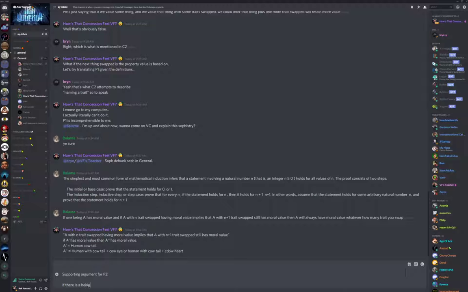if there is a being in the TP that doesn't have value, then it's not the case that all beings in the TP have value. There is a being in the TP that doesn't have value, therefore it's not the case that all beings in the TP have value. And what's the nomenclature here? That's going to be not R. So the conclusion here has to be not R.